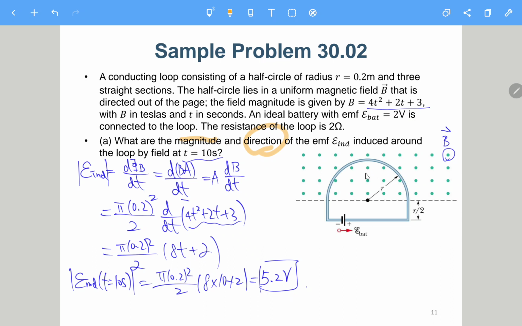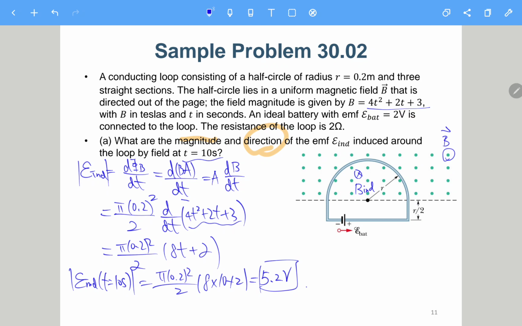the B field is pointing out of the page, and also it is increasing. According to Lenz's law, the B induced should be pointing into the page. Maybe I should write it here. The B induced should be pointing into the page, right? According to Lenz's law.